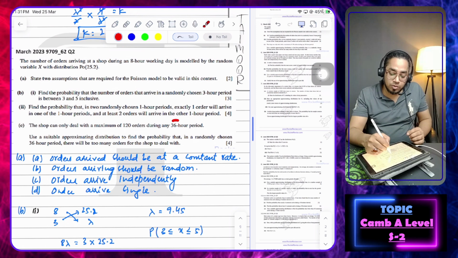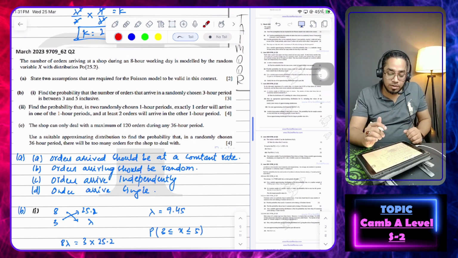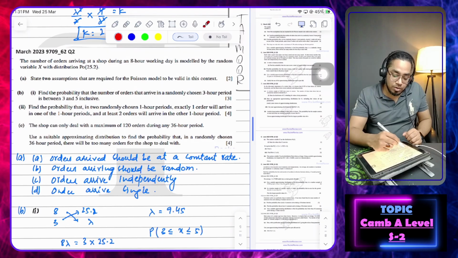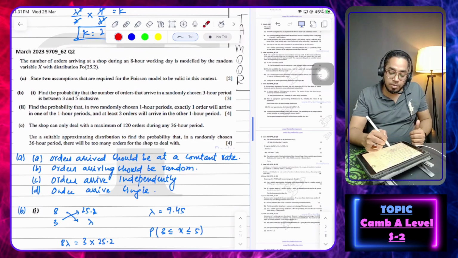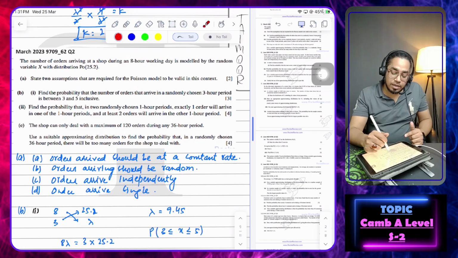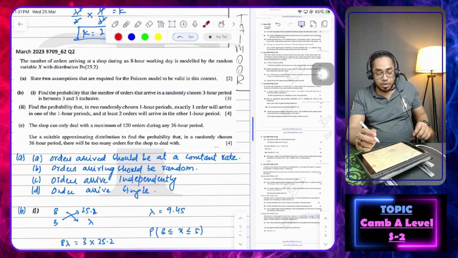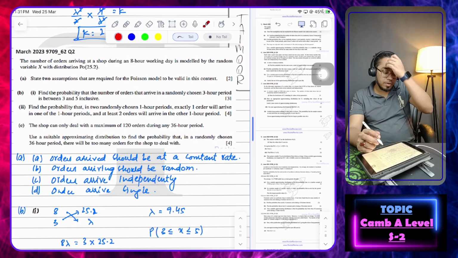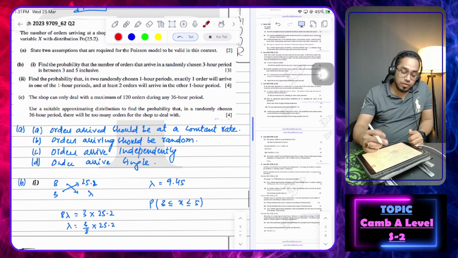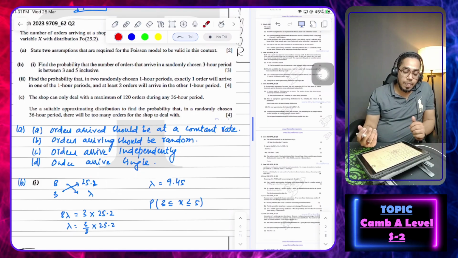So for this one, you have to calculate your lambda for that one and use a suitable approximation distribution to find the probability that in a randomly chosen 36-hour period, there will be too many orders for the shop. What should be the lambda for this one? No? Like we will go for the normal distribution, it's understood.